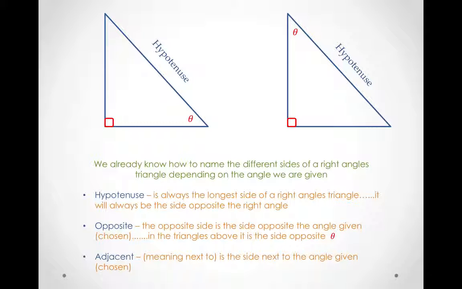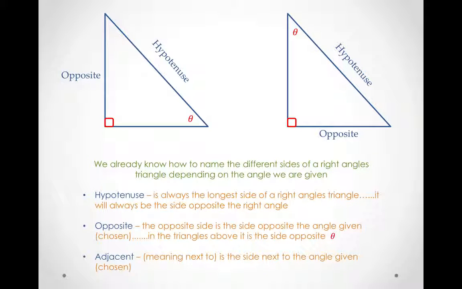Number two is the opposite side. The opposite side is always the side opposite the angle given. I'll bring it back up again. We can see that this side of the right-angled triangle is the opposite side because it's opposite theta, the angle that we are given. In the other one, the opposite side moves because in this triangle the angle has moved, and so its opposite side will also move. But always remember that the opposite side is the one opposite the angle.